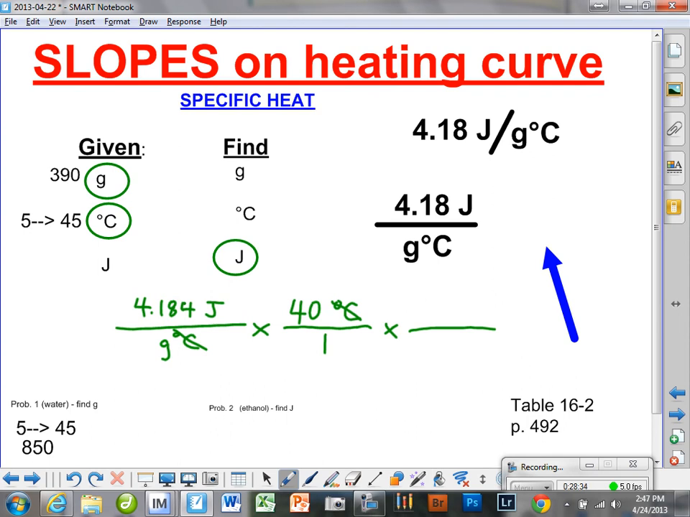390. Okay, so we got 390 grams. And what's on the bottom? Good. Okay. And now we just run the numbers. No? Someone have a number for me?